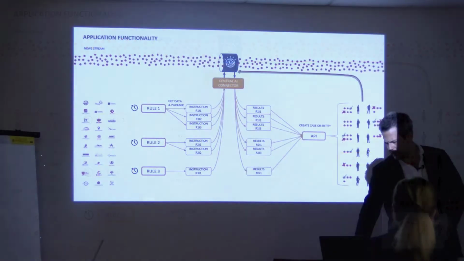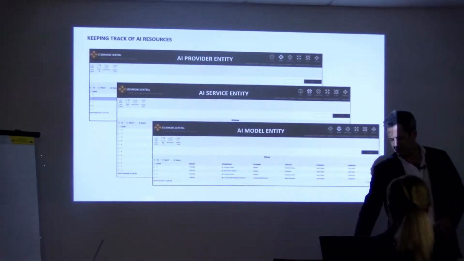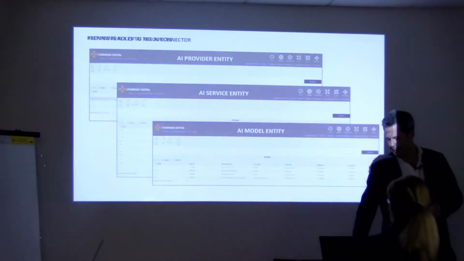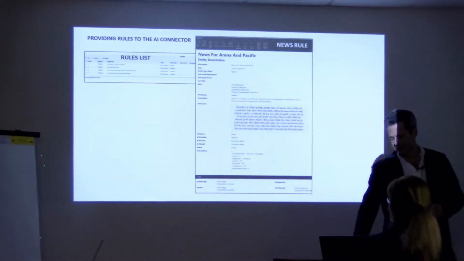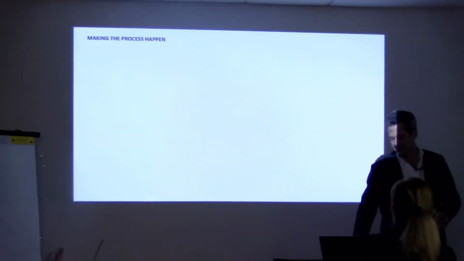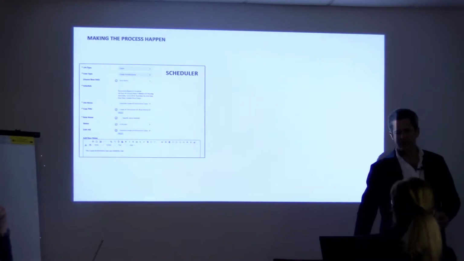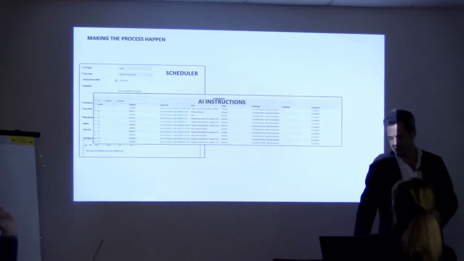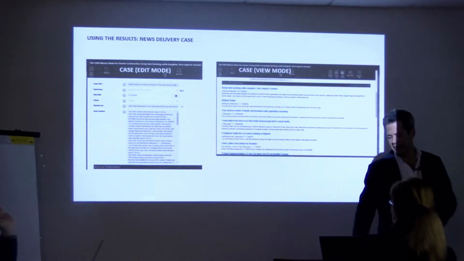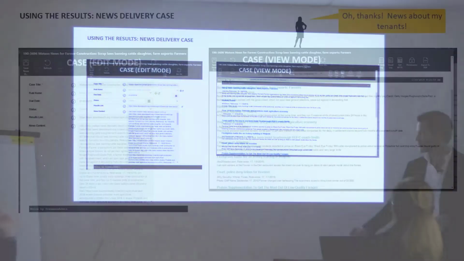So here's how this works. We keep track of the providers and the models that we build. We have rules. The rules have some instructions in them. I'm skipping the technical aspects of this. We have a scheduler. It's called Cast. We use Cast to schedule all kinds of things. It's now scheduling news. We get instructions and results, and what you end up with at the end of the day is something that looks like this, okay?